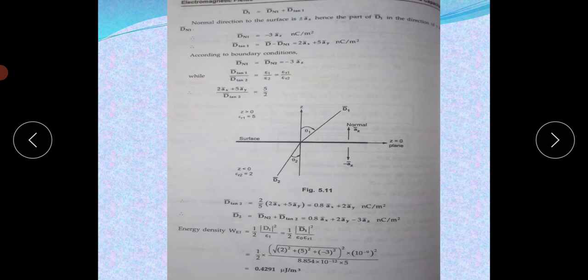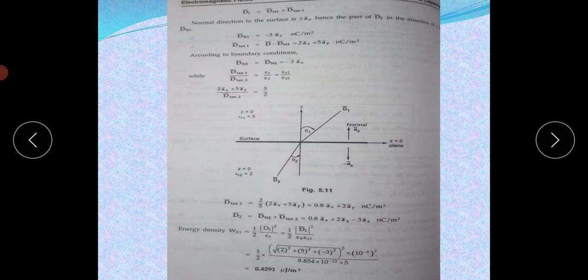Next, d2 bar. d2 bar equals the vector sum of dn2 and d tan 2. By adding dn2 and d tan 2, we get d2 bar. It equals 0.8 ax bar plus 2 ay bar minus 3 az bar nanocoulombs per meter square. This is d2 bar.